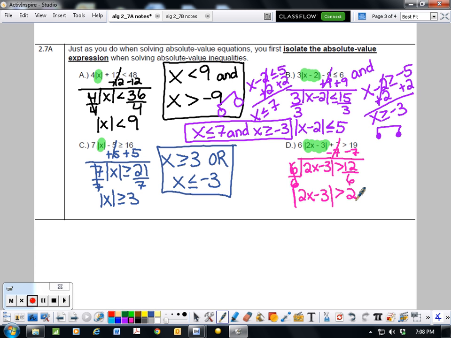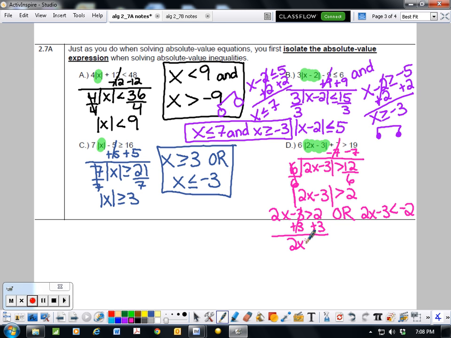Now the absolute value is by itself, so now I can split it up. Because it's a greater than, it's going to be an or. The first one's going to look exactly like it, just without the absolute value. So 2x minus 3 is greater than 2. The second one, 2x minus 3, I flip and change the sign. So from here, I'm just now solving. Add 3 to both sides.